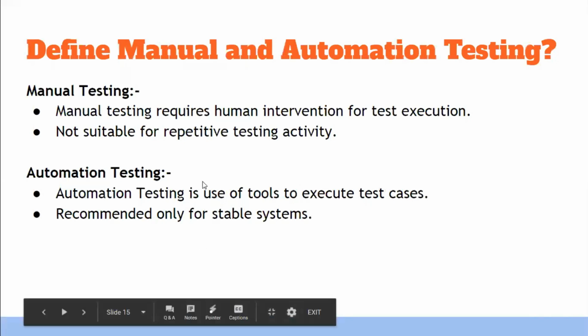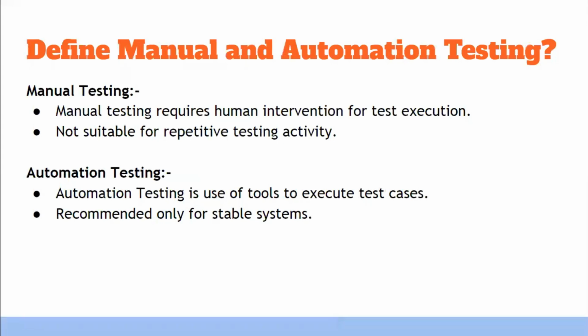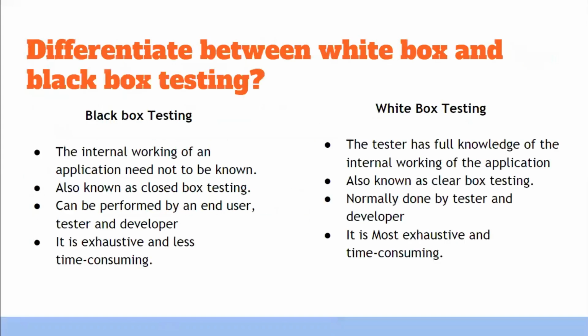Being human beings, we are not good at performing the same activity again and again. We cannot do repeated activity with the same efficiency, but a machine can. So there's a difference between automation and manual testing. And the automation testing tool that we all are hearing about nowadays is Selenium. Selenium, Cucumber, we all are hearing a lot about these.